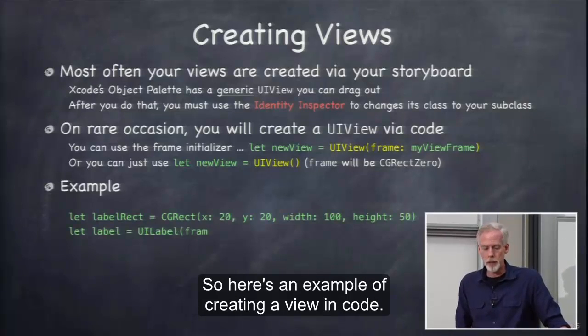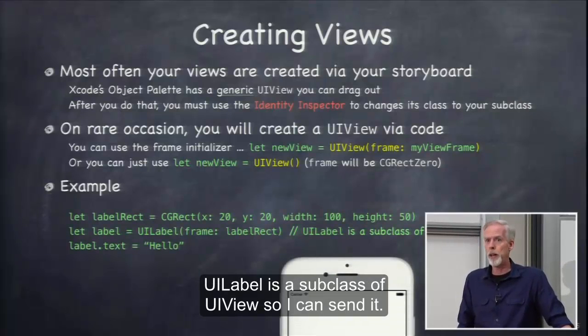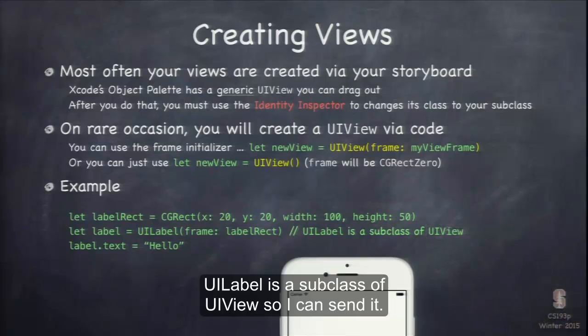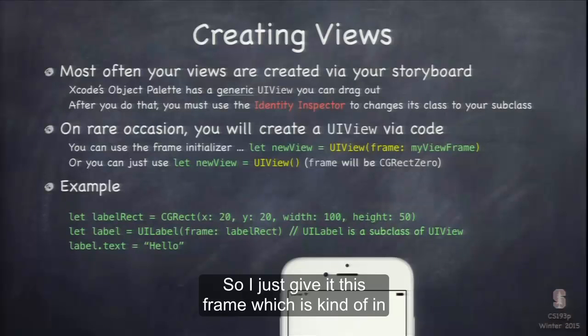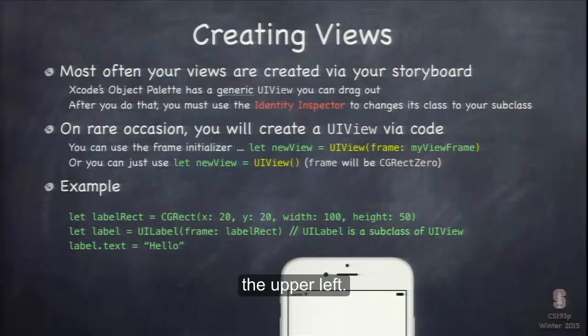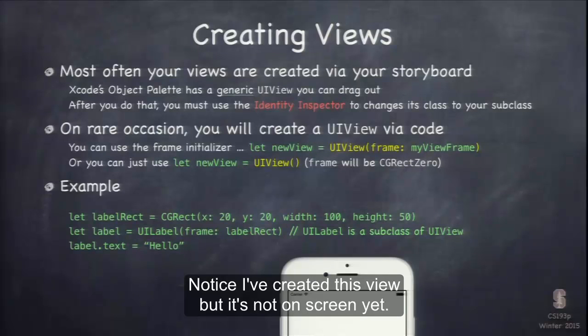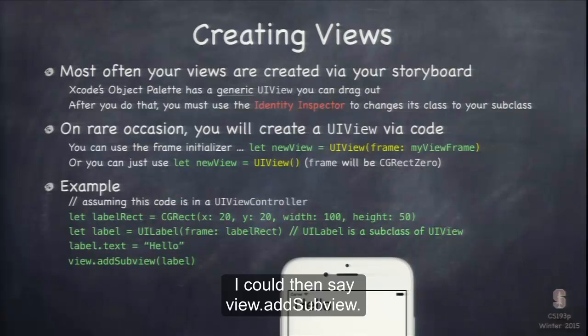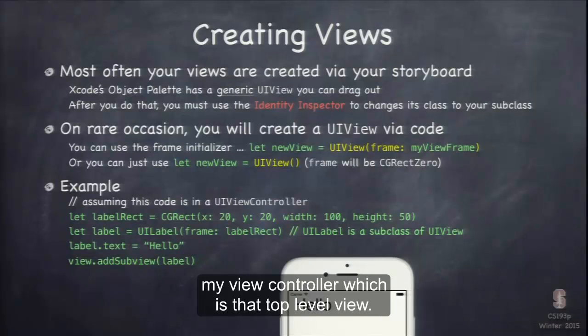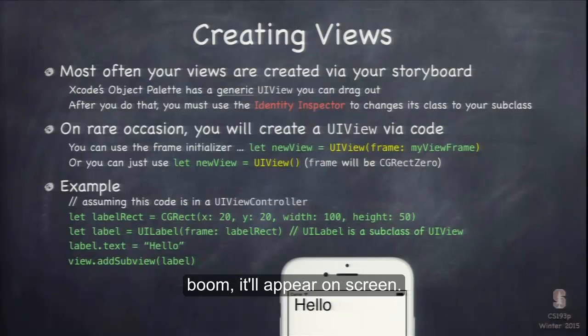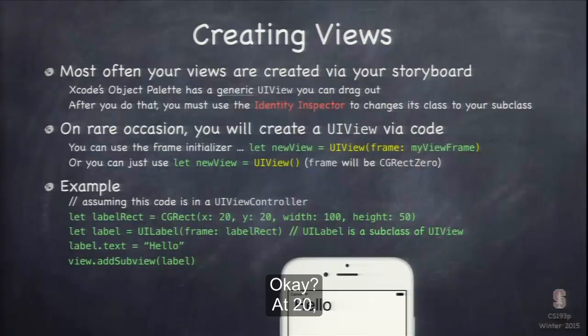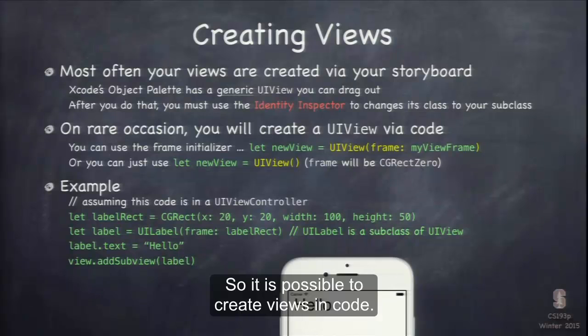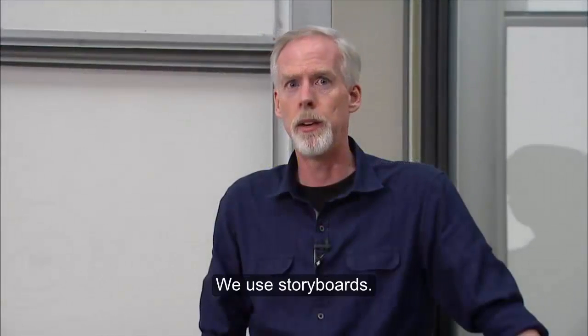So here's an example of creating a view in code. I'm going to use UILabel. A UILabel is a subclass of UIView, so I can send it UILabel parentheses frame. So I just give it this frame, which is kind of in the upper left. Notice I've created this view, but it's not on screen yet. Assuming this code here is in a view controller, I could then say view.addSubview, because remember, view is a property in my view controller, which is that top level view. And I could say addSubview of the label, and boom, it'll appear on screen, at 20, 20, width 100, height 50. So it is possible to create views in code. We almost never do that in iOS. We use storyboards.